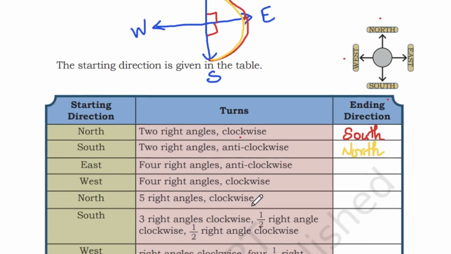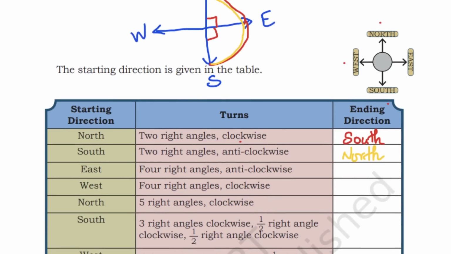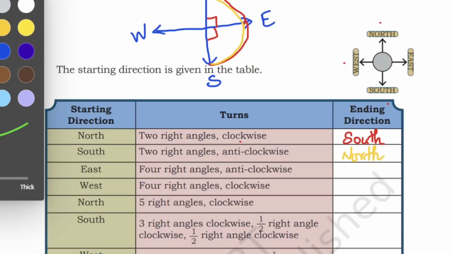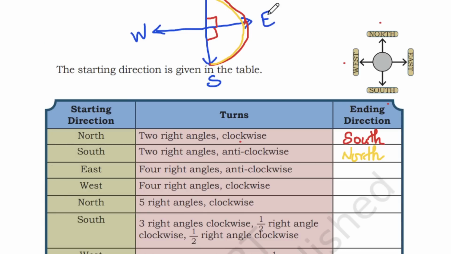Okay, next from east, let me change the color to green. We are in east now. From east, four right angles anti-clockwise. This is the first right angle, the second, the third, and this is the fourth right angle. So where are we ending up in anti-clockwise? Again in east.